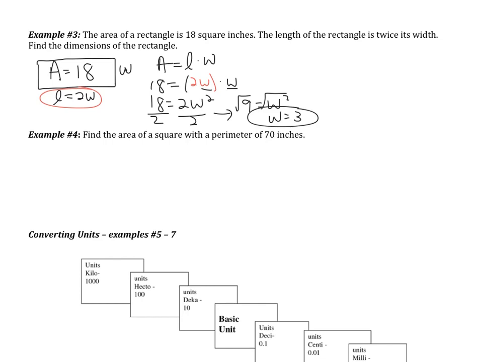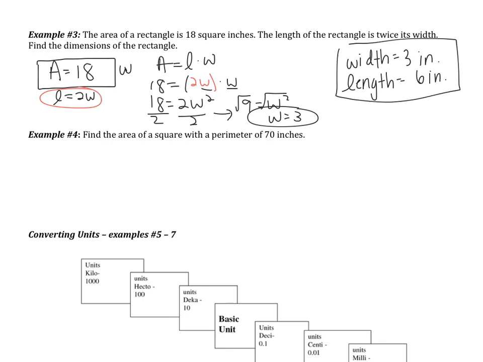Now the question says find the dimensions. So in this case, I know that the width is 3 inches. I'm also asked to find the length. The length is the other dimension. Now remember that the length is twice the width, so the length is going to be 6 inches. So that's your final answer. The width is 3 and the length is 6.